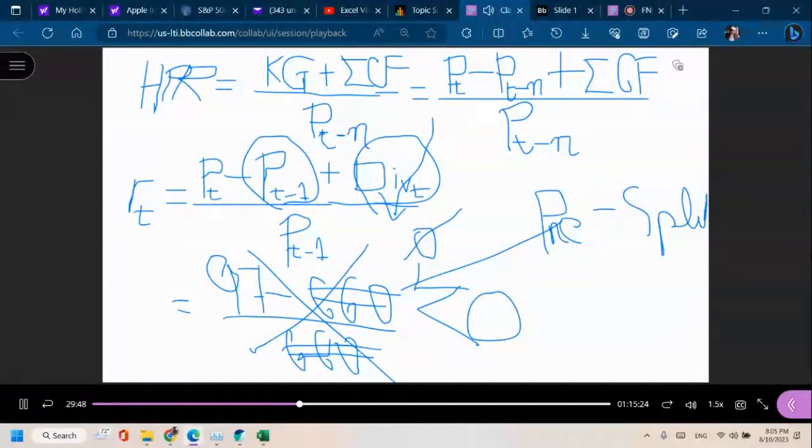This is the pre-split price. You will adjust it to the post-split price, right? Makes sense, so that the data will run smoothly.